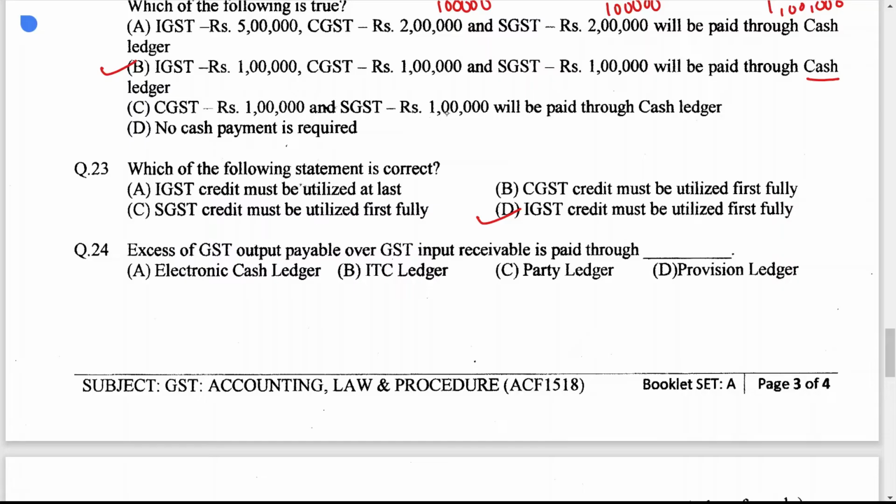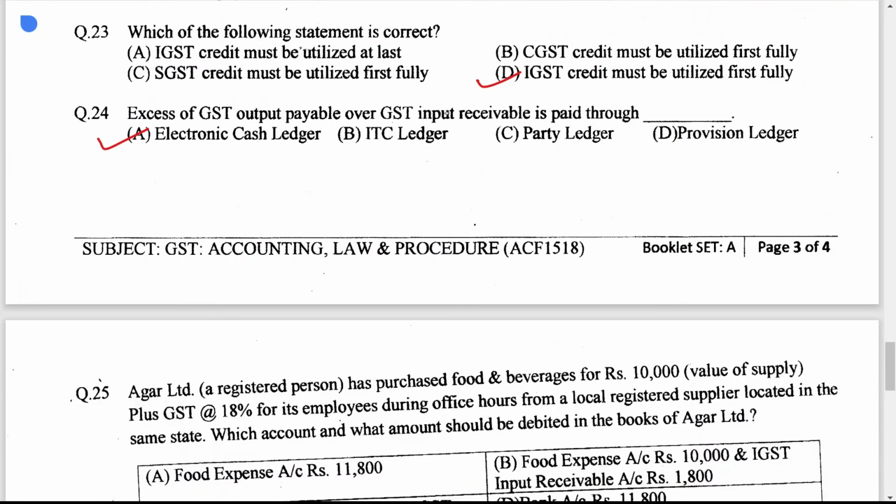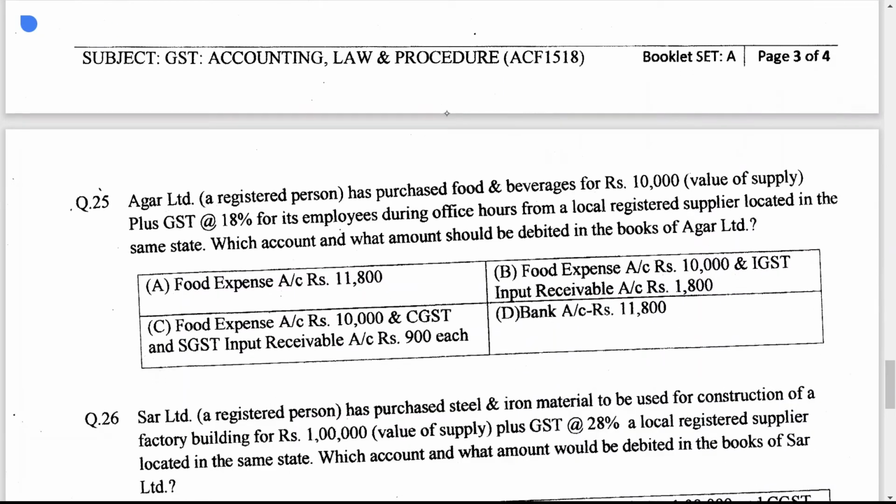Excess of GST output payable over GST input receivable is paid through what? So remember, read the question again, because whenever a question is asked in such a way, you have to think two times before writing the answer. Excess of GST output payable over GST input receivable is paid through electronic cash ledger. So every time you have to make a payment, you have to use the electronic cash ledger.